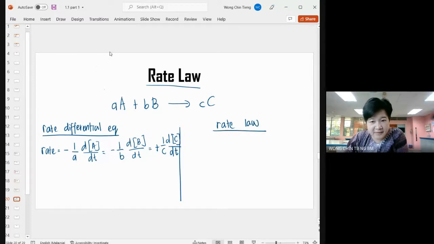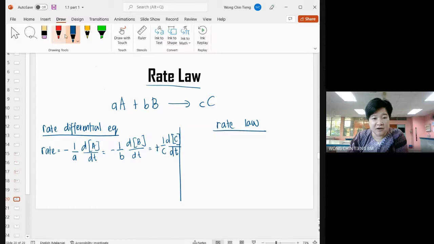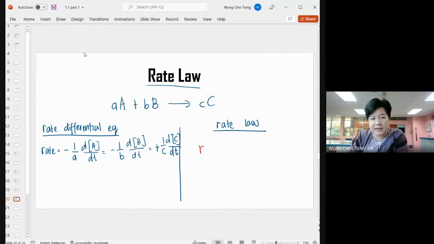What will be the same? Benda pertama, saya bagi tahu apa yang sama dulu. Then you tell me what's the different. Okay? Benda pertama yang sama sayang, dia masih bermula dengan rate. Okay? Apa yang beza?